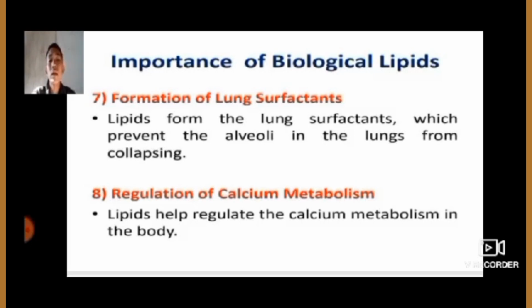Next, regulation of calcium metabolism. Lipids help regulate the calcium metabolism in the body. My explanation is lipids found in cell membranes and involved in hormone production contribute to regulating calcium levels in the body, crucial for muscle function, nerve signaling, and bone health.